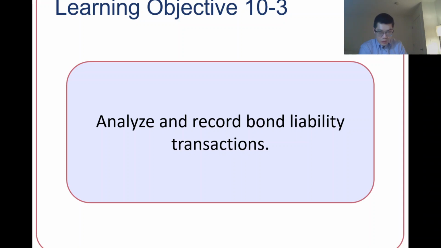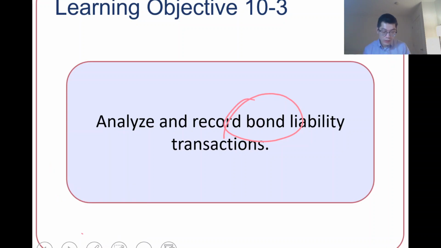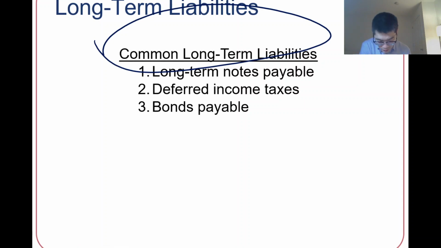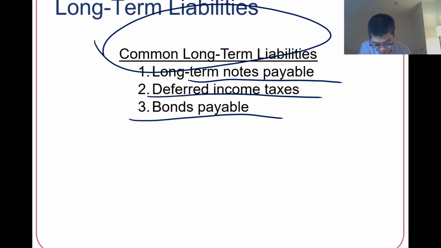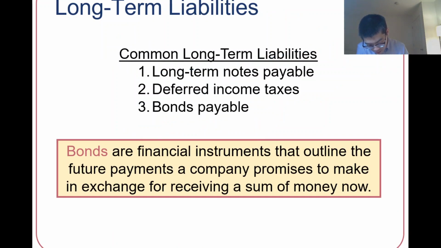Okay, now let's finish this chapter. In this video clip, we're going to talk about long-term liability, and specifically bonds. The common long-term liabilities are long-term notes payable, deferred income taxes, and bonds payable. Specifically, we're going to talk about bonds payable.